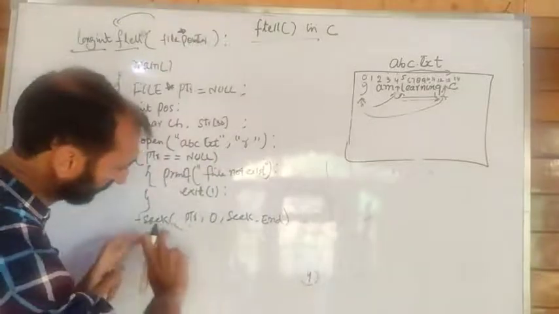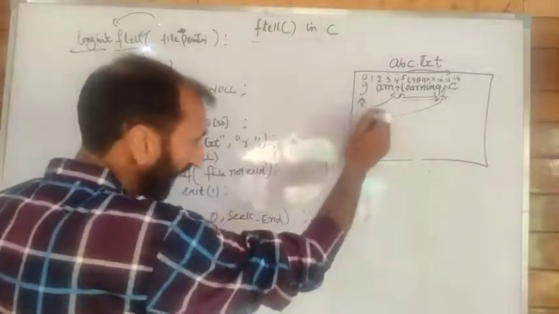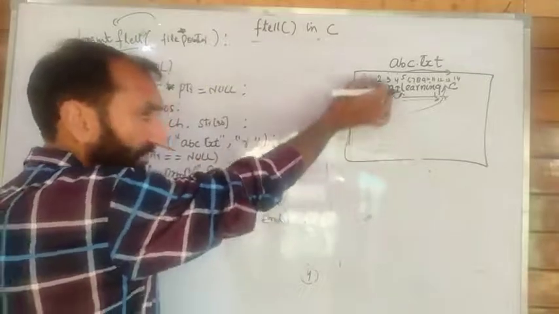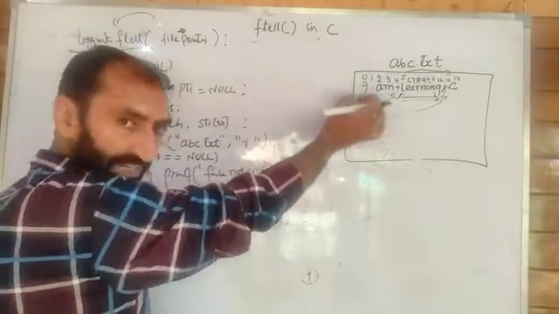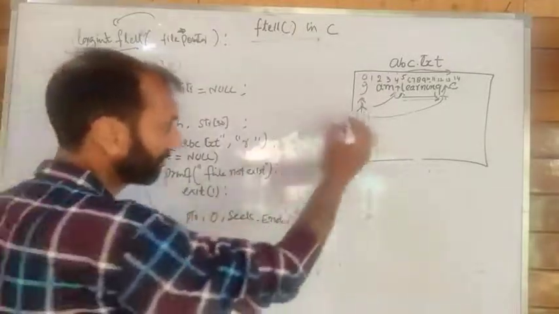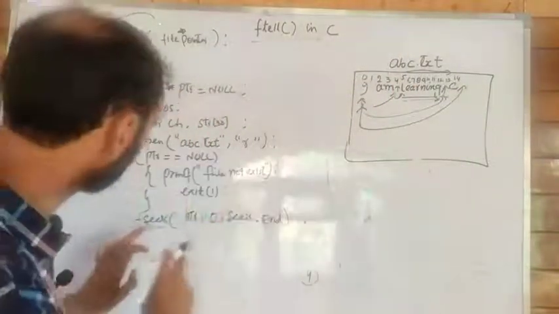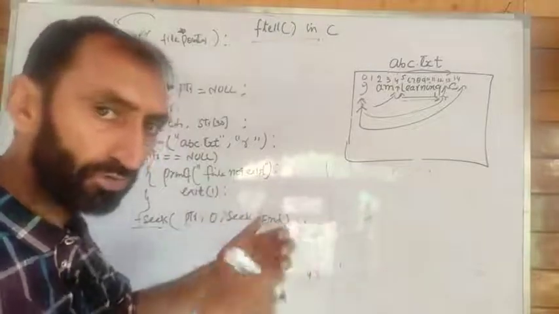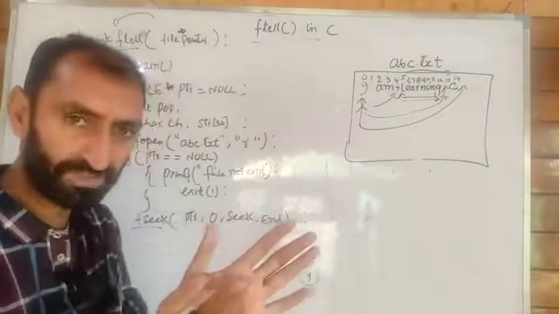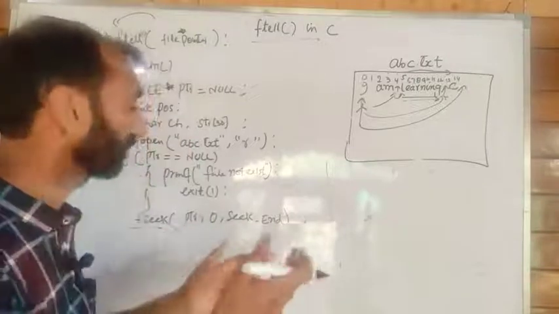What would this instruction do? After execution of this instruction, because initially when we open the file in read mode the file pointer points to the 0th location, the 0th index, that means the first index. And by this function we move the file pointer to the end, which we have already discussed in the previous video. The fseek function is used to move the file pointer anywhere.